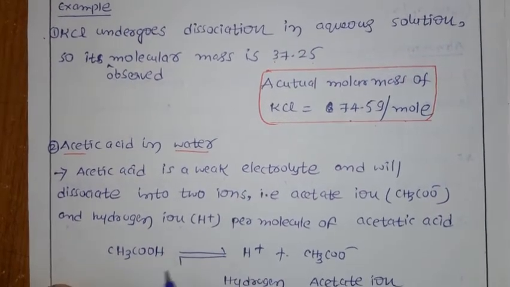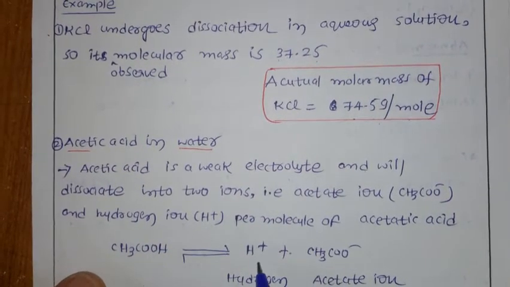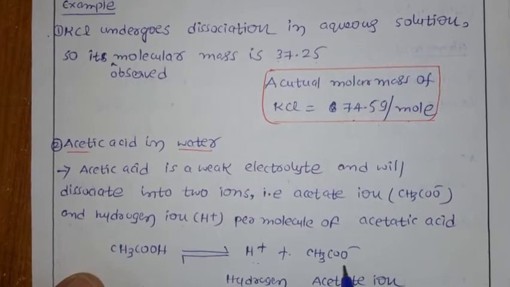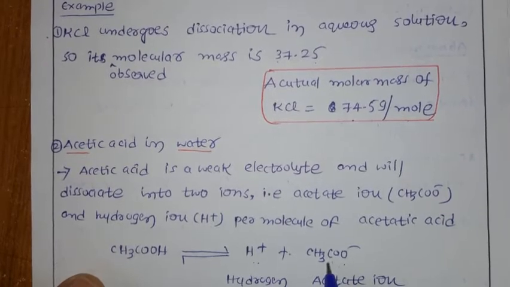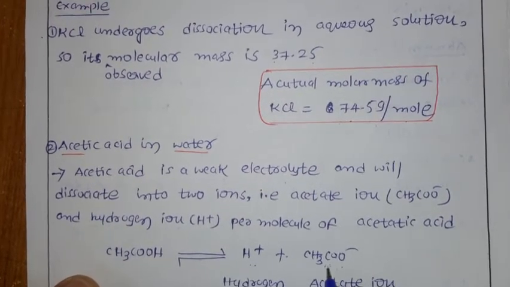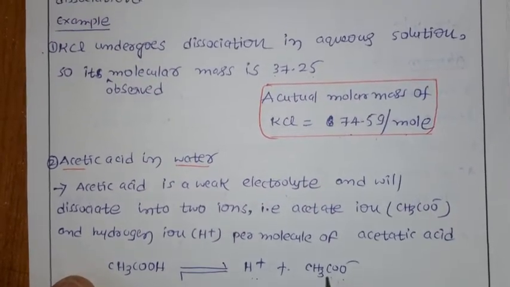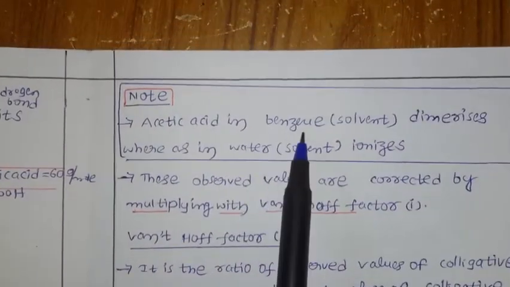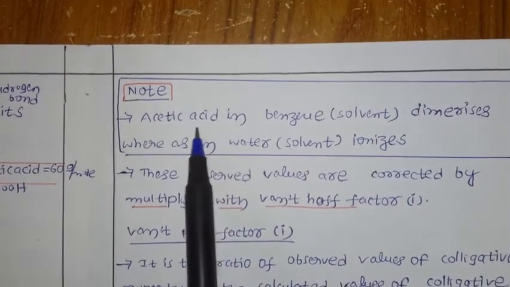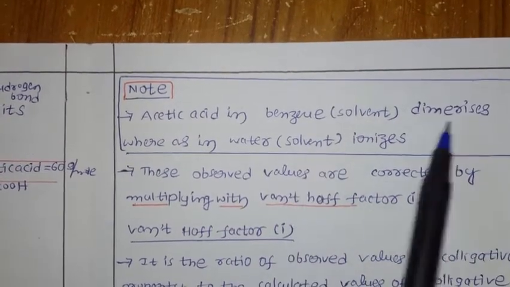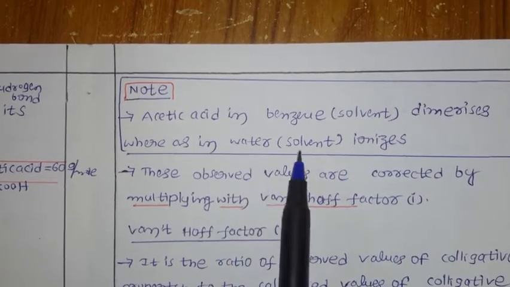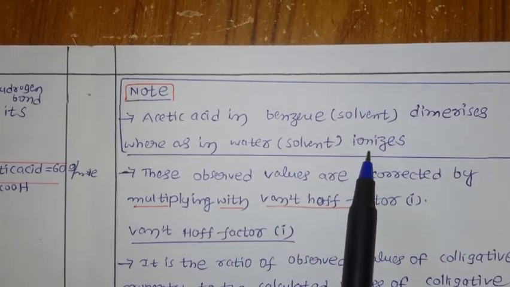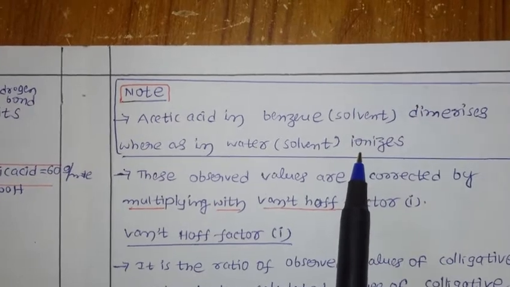When acetic acid is added in water, you are getting the ions H plus and CH3COO minus. So the molar mass is going to decrease as expected, meaning it will be less than 60. Here is an important note: acetic acid in benzene. If you take acetic acid as solute and add benzene solvent, it undergoes dimerization, whereas in water solvent, it undergoes ionization. So this is very important.